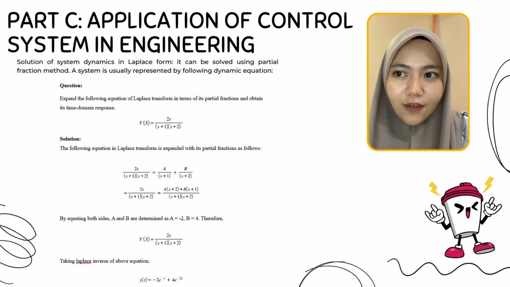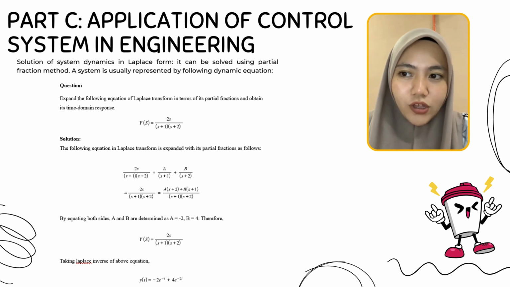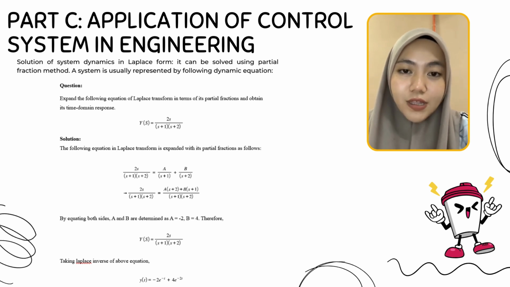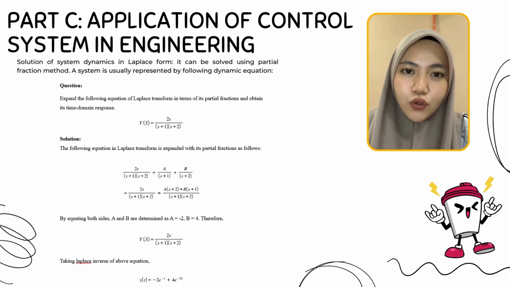After expanding the equation, it will become A(s plus 2) plus B(s plus 1). After comparing, A can be determined as negative 2 and B is 4. Therefore, we need to do the inverse Laplace transform and substitute the A value and B value into the equation, where it will become y(t) equals negative 2 e to the power of negative t plus 4 e to the power of negative 2t.